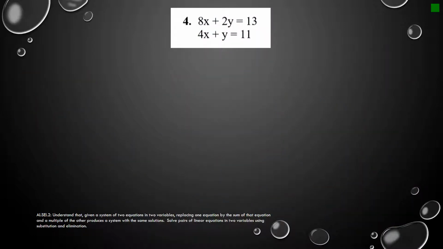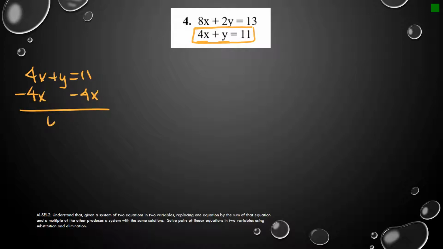Okay. As I look at this, x has an 8, y has a 2, x has a 4, y has a 1. This is where I'm going to go. I'm going to take 4x plus y equals 11, and I'm going to solve for y. Remember, you're going to solve for whichever one has a coefficient of 1. You're going to take that and put it in for y in the other equation.